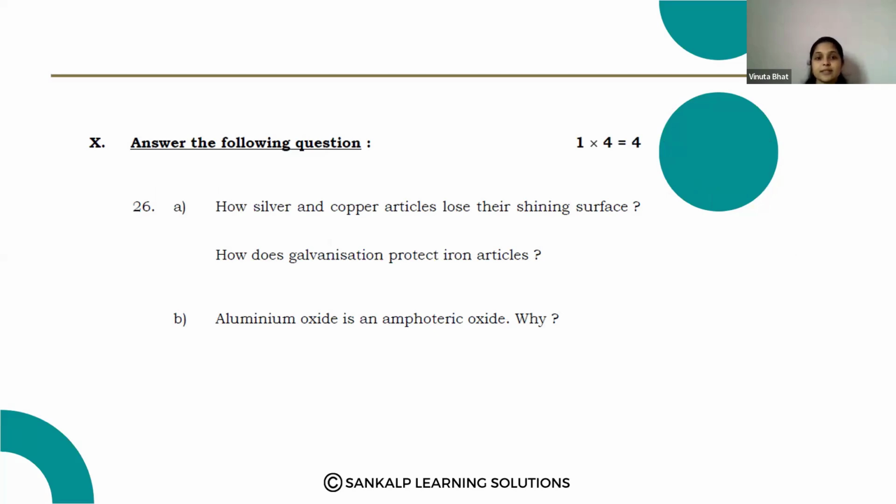So next question, that is the 4-mark question. Okay, so 26th question, that is the 4-mark question. How do silver and copper articles lose their shining surface? How does galvanization protect iron articles? Then next question, aluminium oxide is an amphoteric oxide. Why? So this is the 4-mark question. Only one question is there. So that is for the 4 marks.